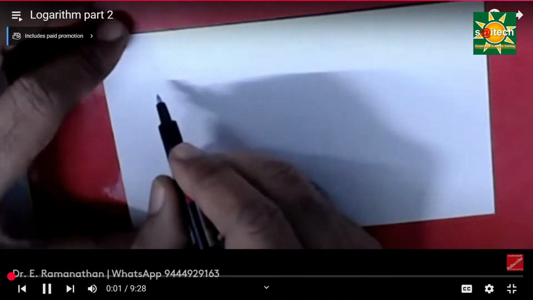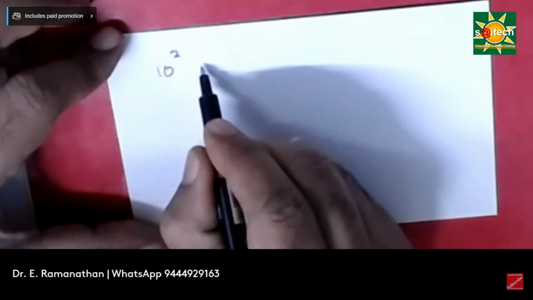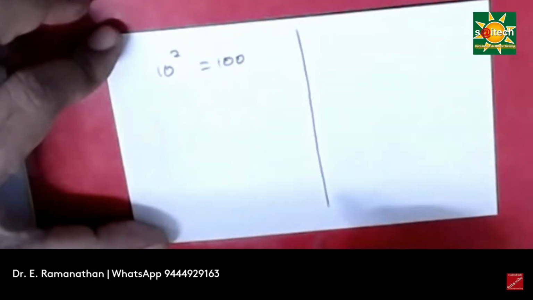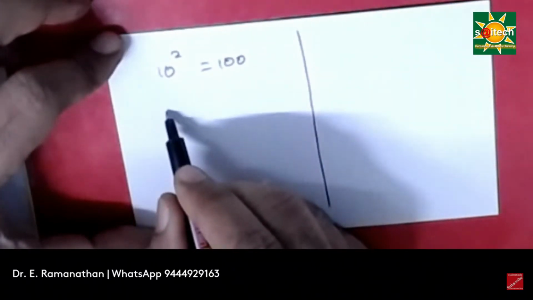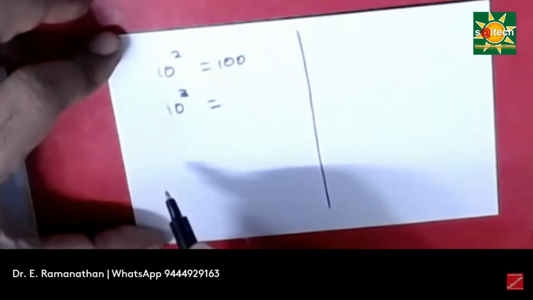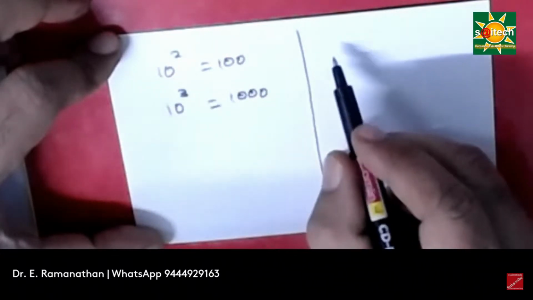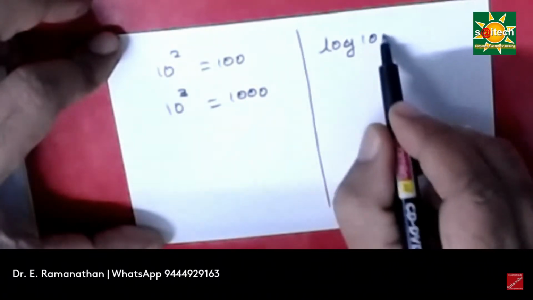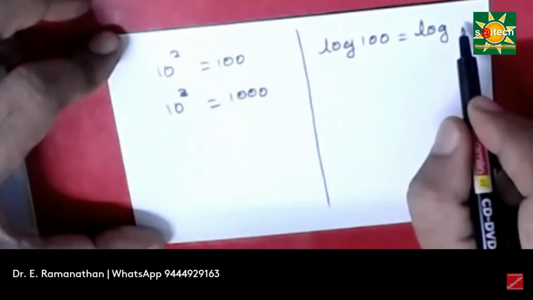Let us consider 10 power 2 is equal to 100. That you know very well, is it not? 10 power 2 is equal to 100. 10 power 3 is equal to what? 1000. Now let us take logarithm. Logarithm of 100 is nothing but log 10 squared. Am I right?